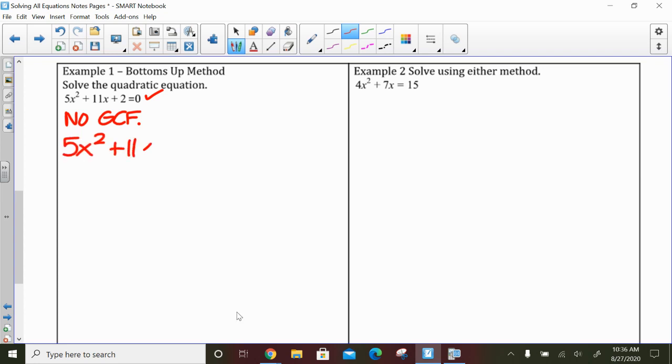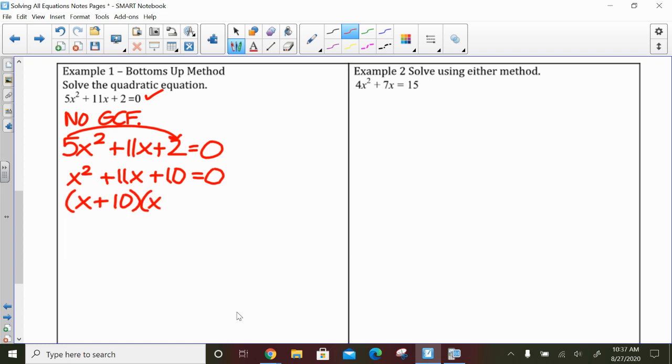Okay, so I'm going to rewrite the problem. I'm going to start and do 5 times the 2, which gives me x squared plus 11x plus 10 equals 0. Now, factors of 10 that add to give me 11. That's 10 and 1. Do not forget to go back and divide by this 5. I multiplied by 5 to begin with, now I divide by 5. That gives me x plus 2, and then 1 divided by 5, it'll just be 5x plus 1 equals 0.